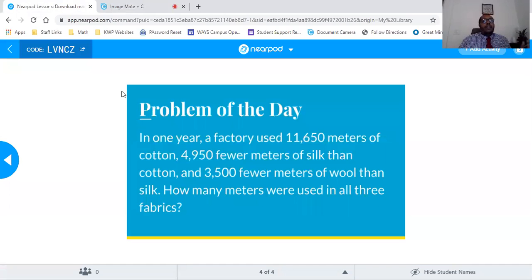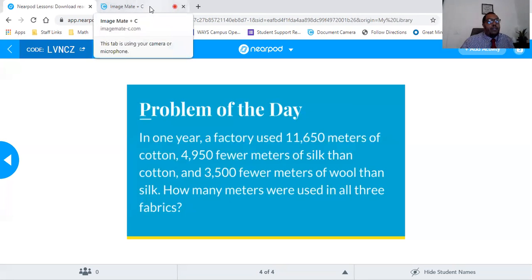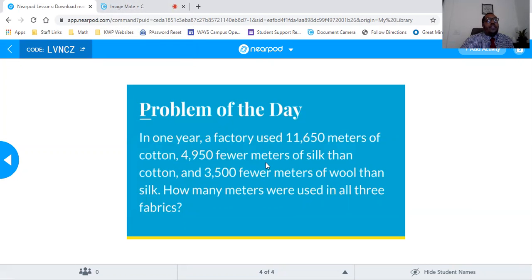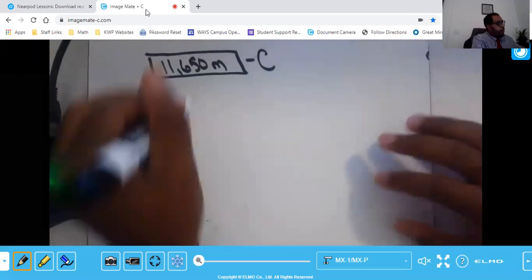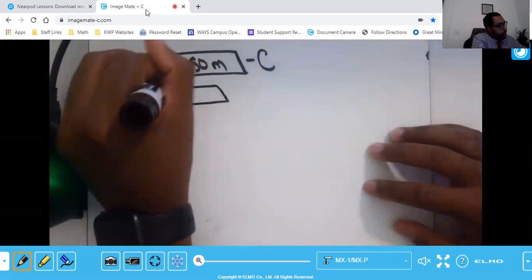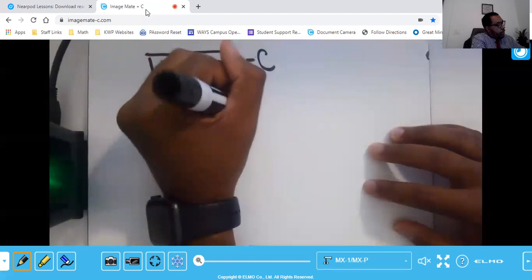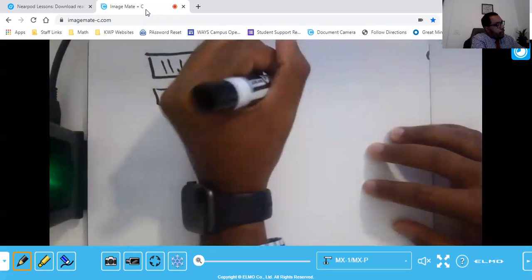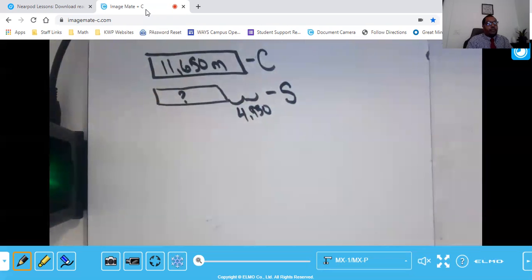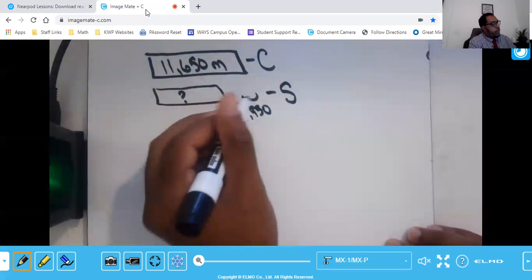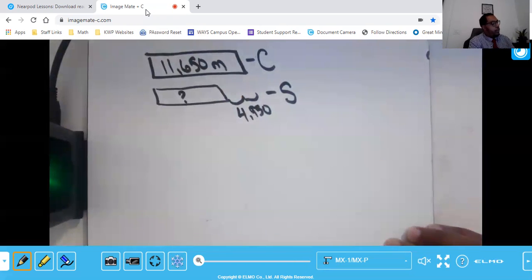All right, let's go back to the problem. So we stopped and we know that they used 4,950 fewer meters of silk than cotton. So as I'm reading this, if I know that they used fewer meters, is my tape diagram for silk going to be longer or shorter than my tape diagram for cotton? Because it says fewer, I know that it's going to be shorter. I'm not exactly sure what this section is that they used, but I know that when I add this part and 4,950, that will tell me how much silk. And this is the same thing as the cotton. So whatever they used plus the 4,950 fewer meters will tell us how much silk they used.